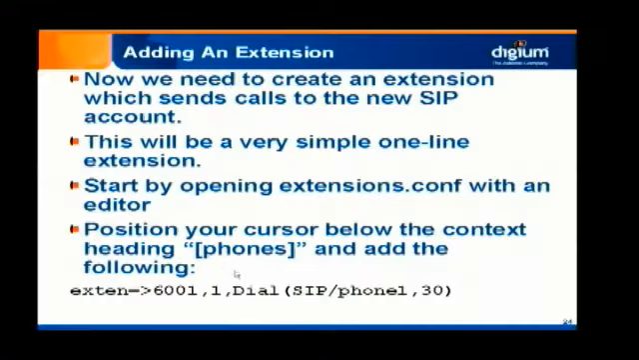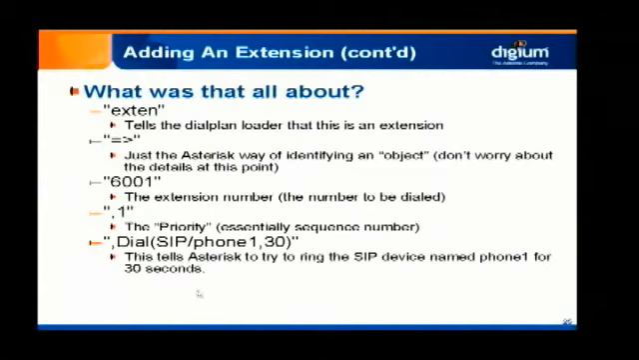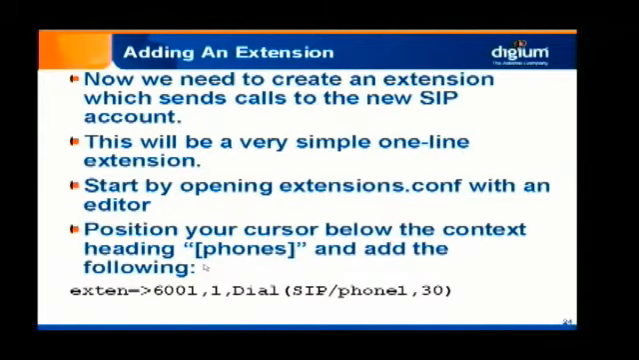Continuing on in the syntax here, the next very important element, I didn't mention this earlier, all of the components of an extension are separated by a comma. And the next piece here is the priority number, the sequence number. So if it's a one-line extension, it's always going to start with 1 and then go from there. And there's a couple of different ways we can number them.